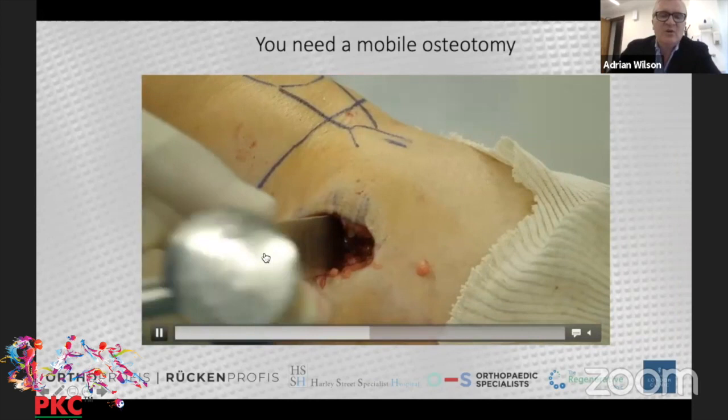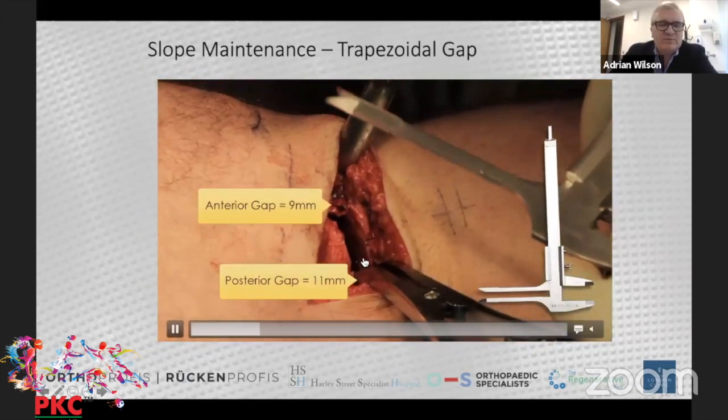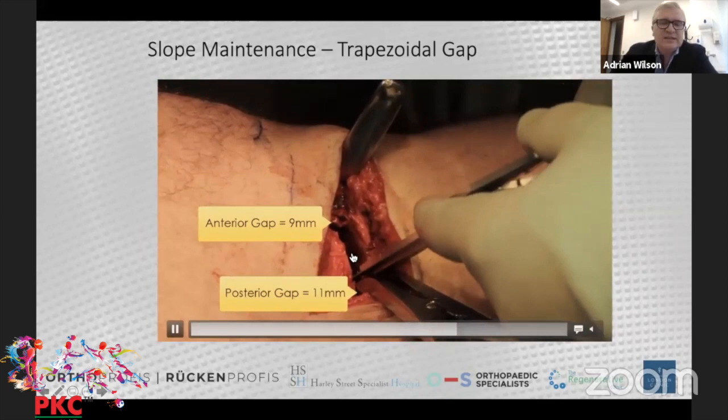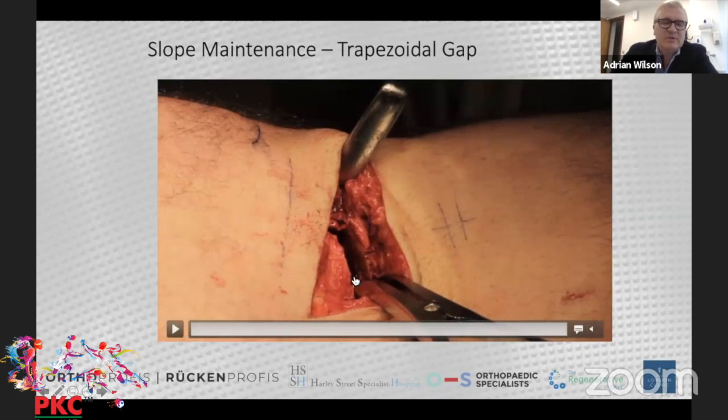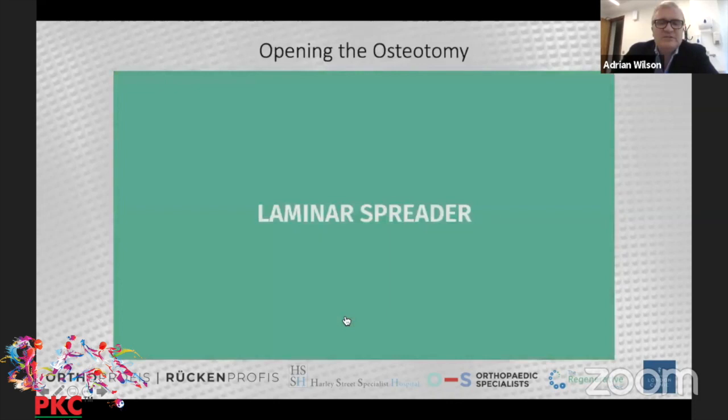Now the gap that we create wants to be trapezoidal, slightly bigger at the back, slightly smaller at the front. And that's because of the shape of the tibia. The tibia is longer at the back than it is at the front. So we want to maintain an even opening. We want to have this gap slightly smaller than this gap, and the gap needs to be trapezoidal.